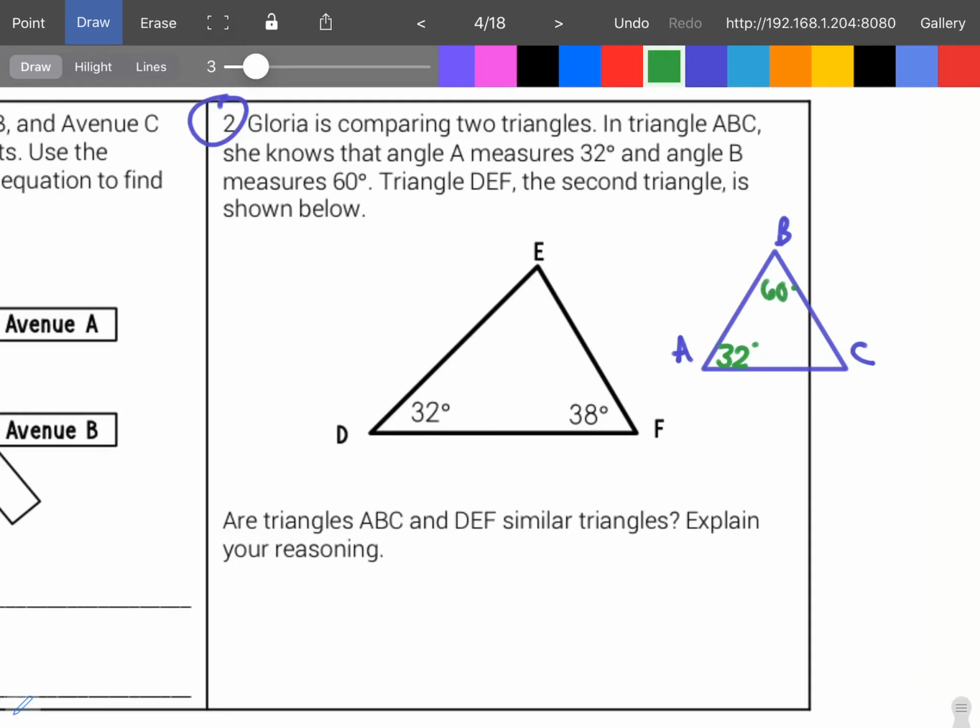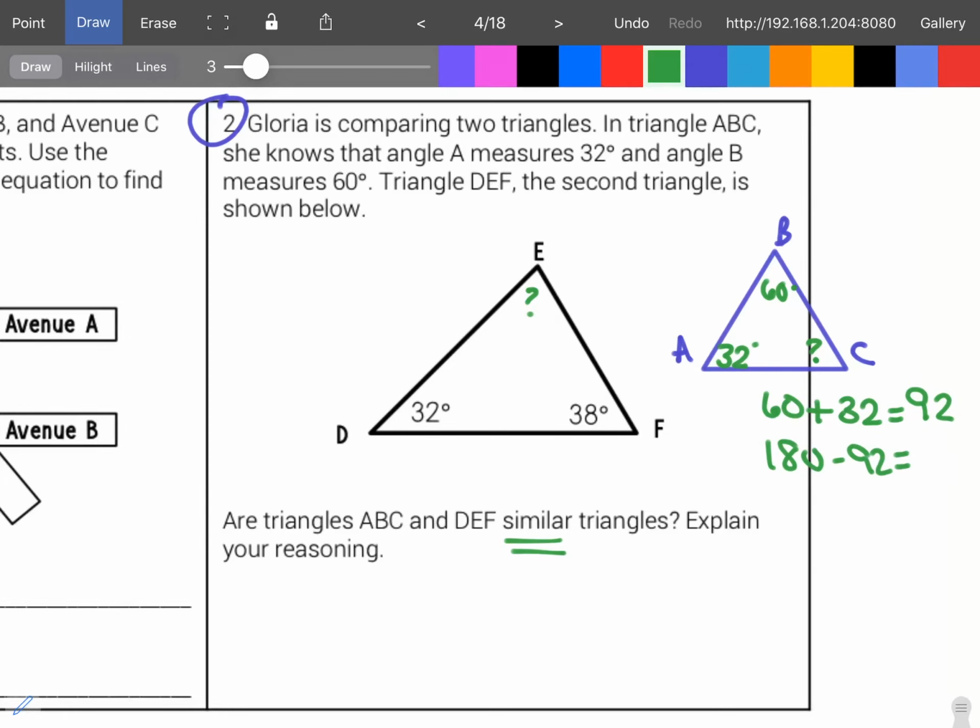Okay, now based on what we know about 2 triangles, the question says, are the triangles similar? Well, they're similar if 2 of their angles are the same. So we've got 32 and 32, that's right, but we are going to need to figure out what this other angle C is, or this one. If angle C is 38, then we'd have two that match up. So let's see here. We've got 60 plus 32. That would equal what? 92. And we know all of them have to add up to 180. So we have 180 minus 92.